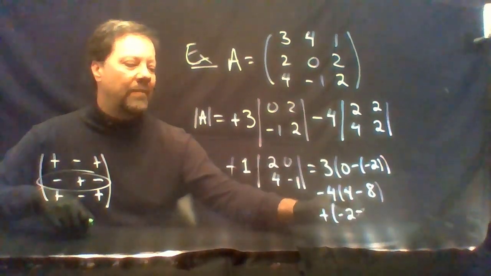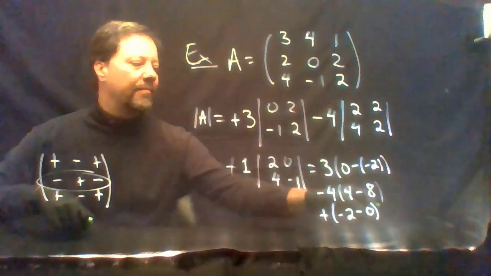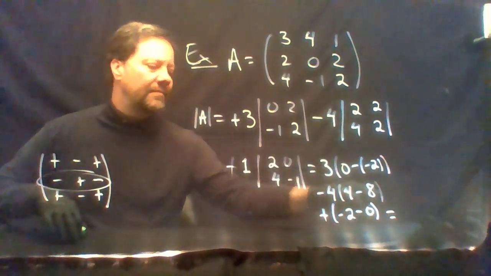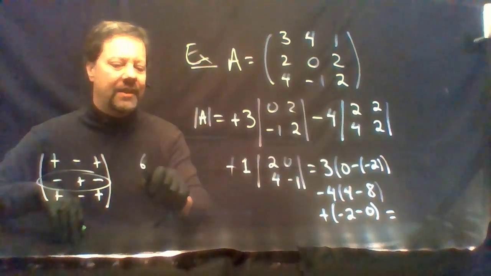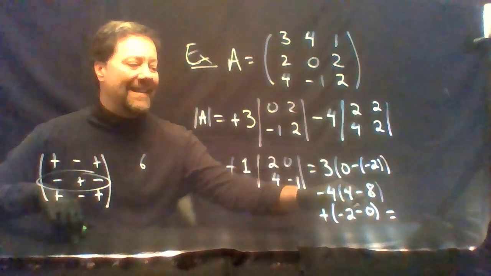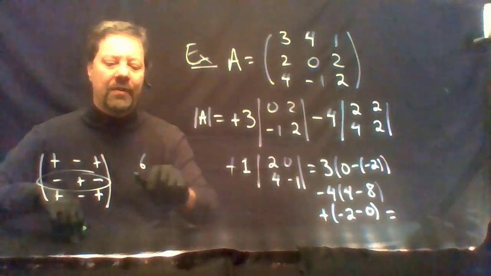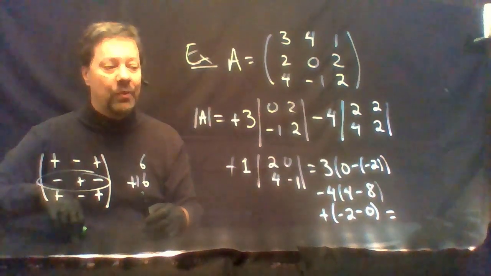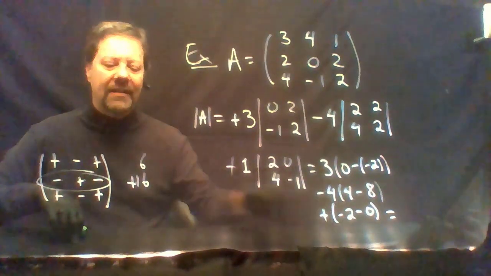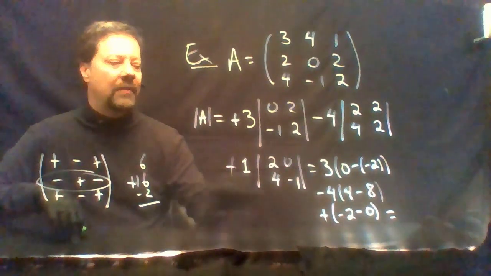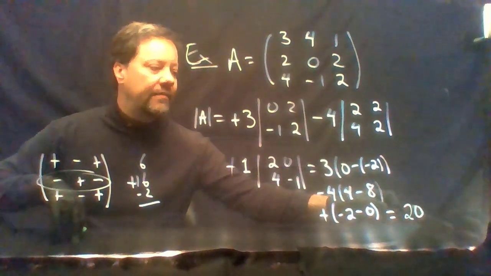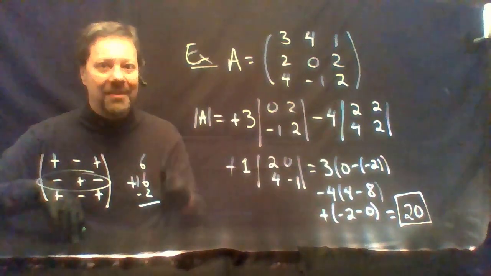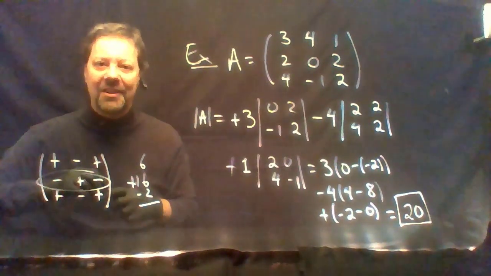negative 2 minus 0. So 3 times 2 is 6. I have a running total of 6. 4 minus 8 is negative 4, times 4 is positive 16. So far, that adds up to 22. But then we subtract 2, and that gives us the total of 20. The same as before. It had better turn out that way, or the theorem from linear algebra is wrong.